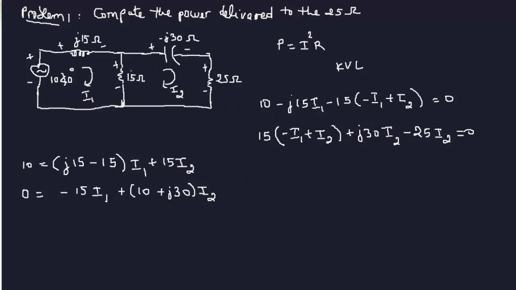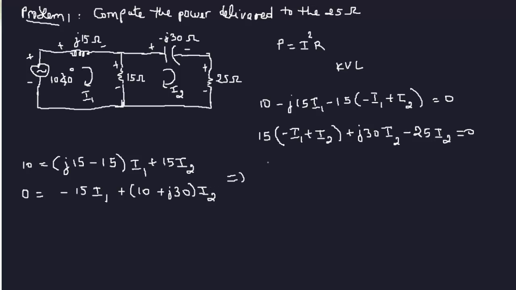Let's see here, plus, yeah. Minus 15 I1 plus, where was I? Okay, that's weird. But anyway, I'm going to continue with this. You get the point anyway. We just apply KVL and find I2.